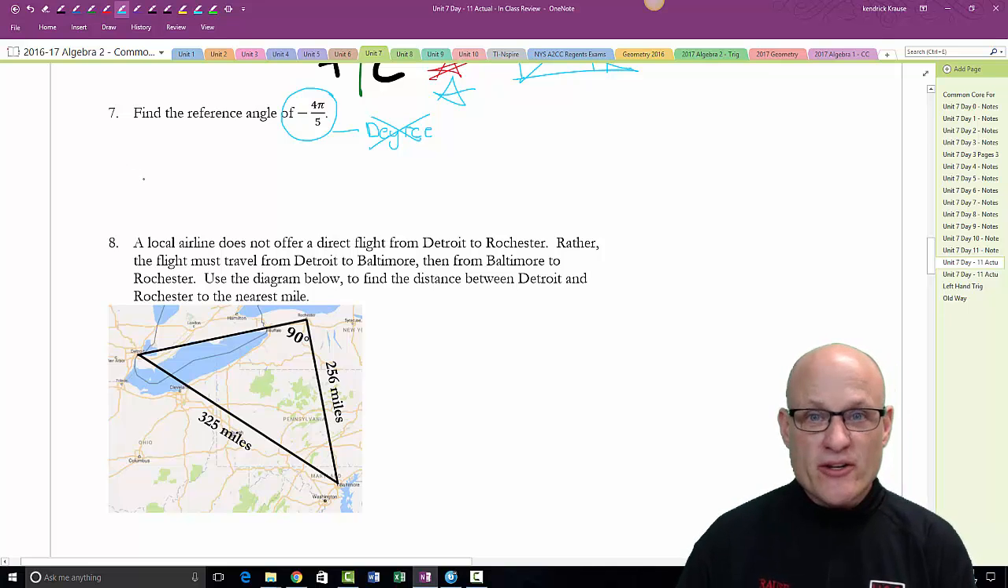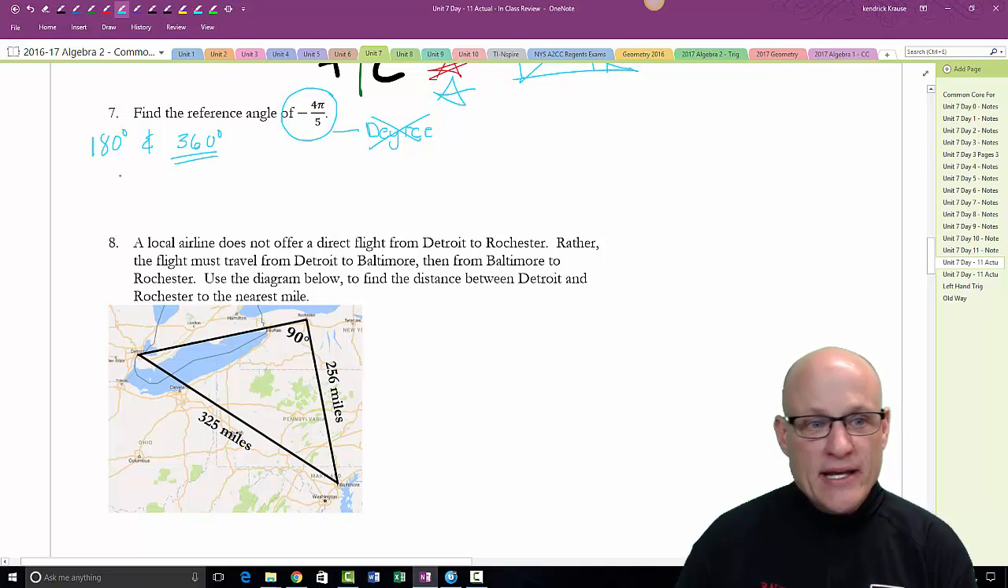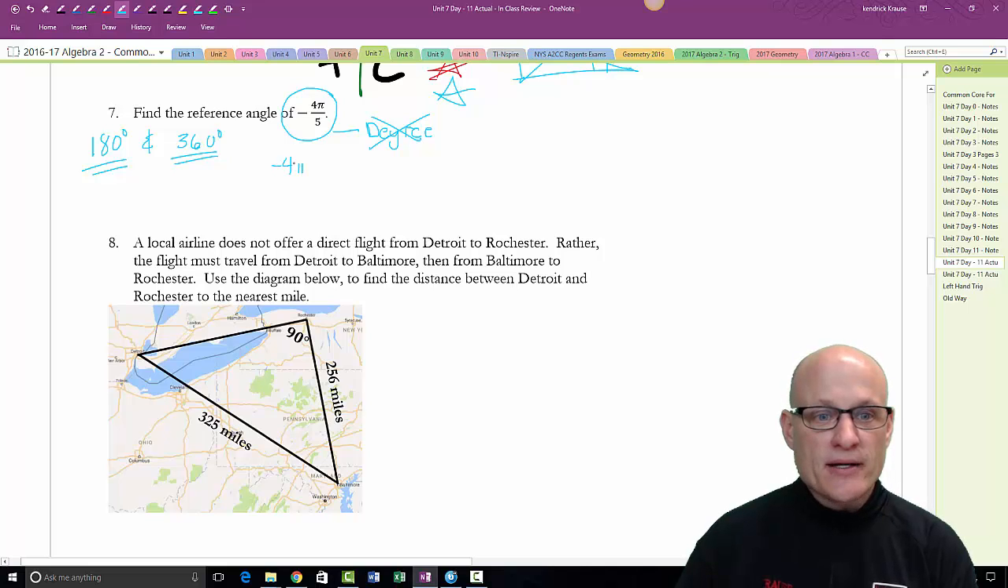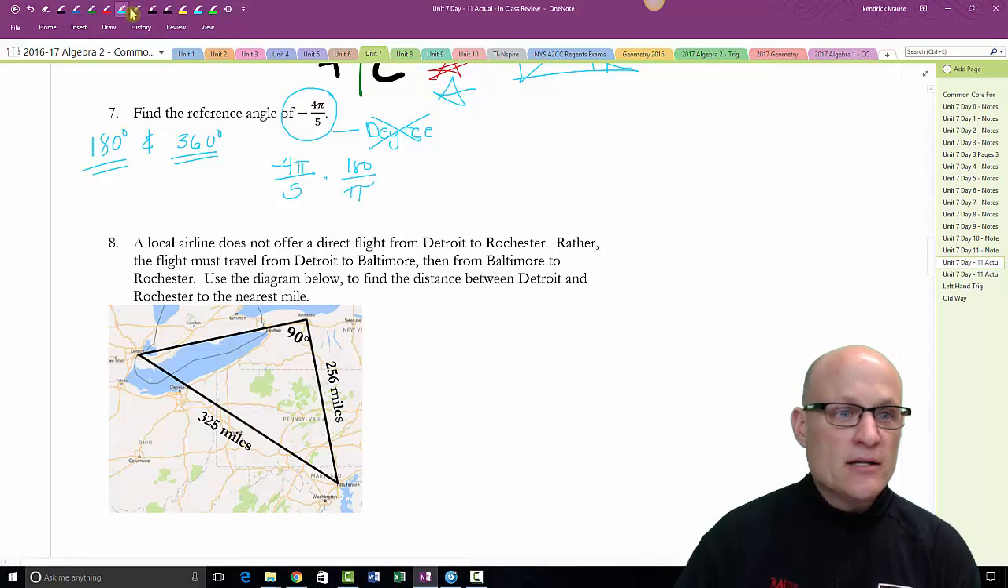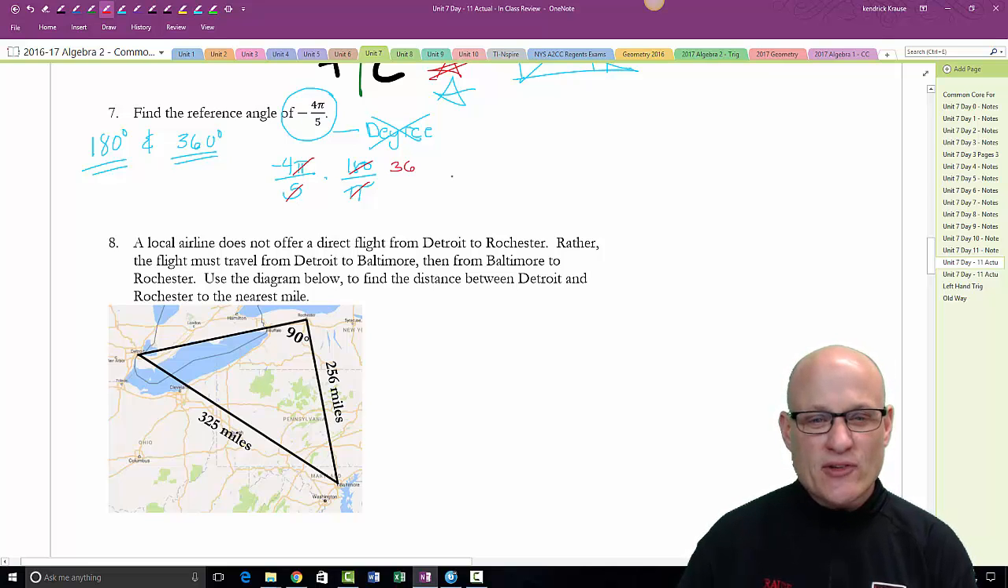For those of you that are a little bit smarter than the average person, I will teach you another way to do this. Remember, we're always looking to see how far away we are from 180 degrees and from 360 degrees. First, I'm going to convert this: negative 4 pi over 5 times 180 over pi. Those pi's are going to cancel. 5 goes into 180 36 times, times 4. This is negative 144 degrees.